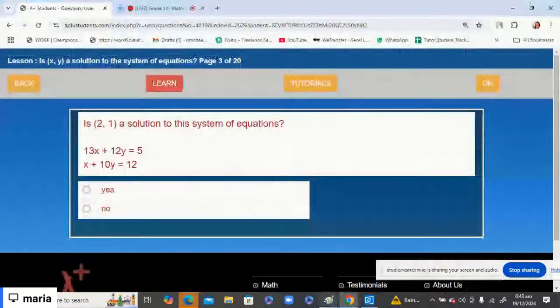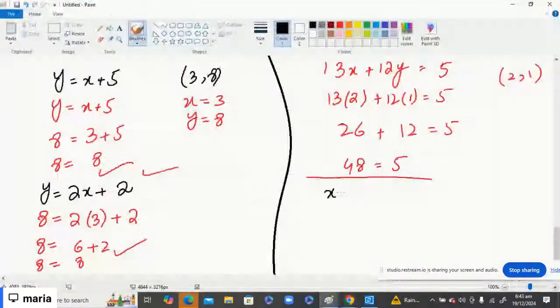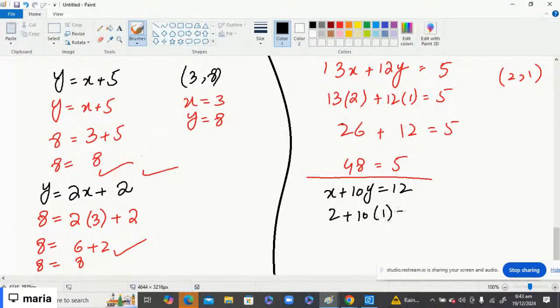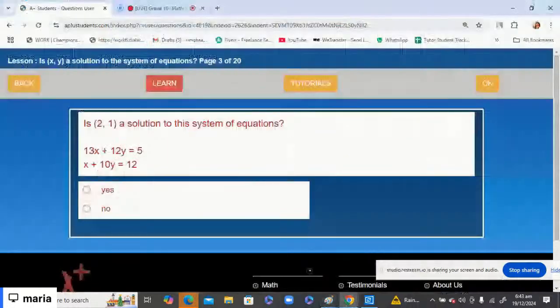x plus 10y equals 12. So what is x? The first is not a solution. x is 2, plus 10 into 1 equals 12. 2 plus 10 is equal to 12. One is a solution and one is not. So we can say that no, it's not a solution.